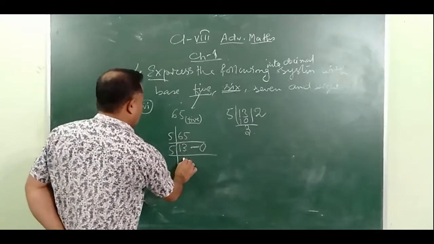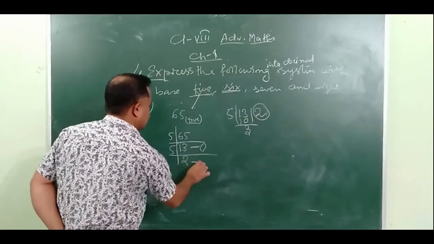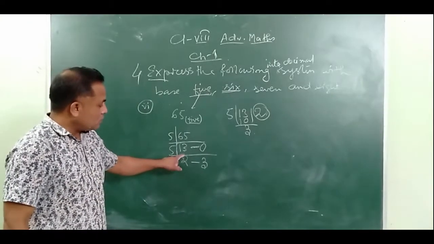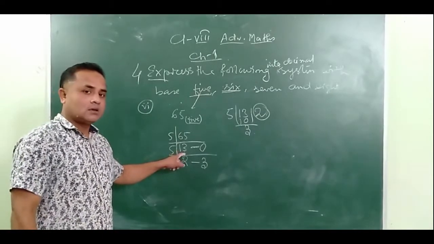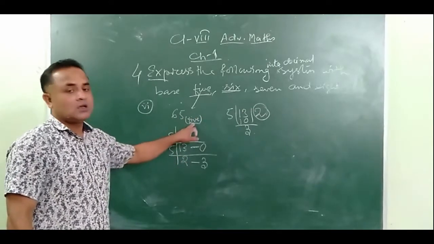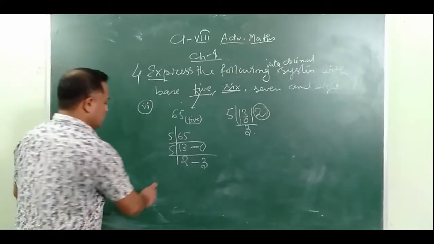So the quotient is 2. I write the quotient and the remainder is 3. Now this quotient turns into a dividend. Now this dividend is smaller than the divisor, the base. So we will stop the division here, and what will we write?